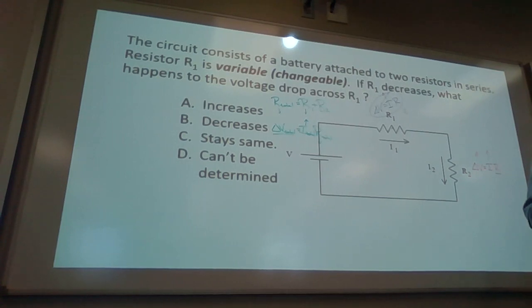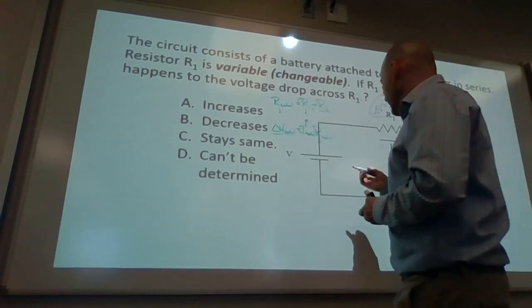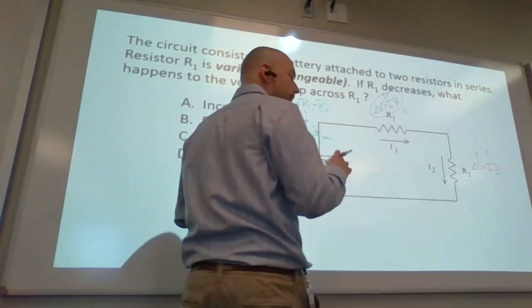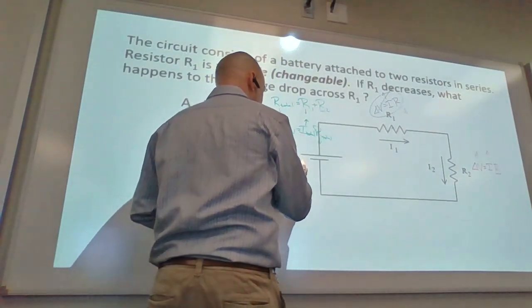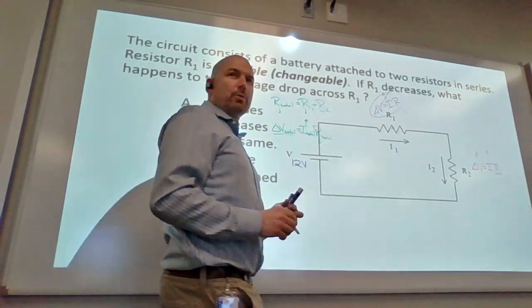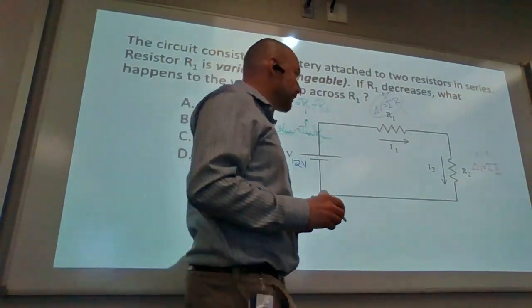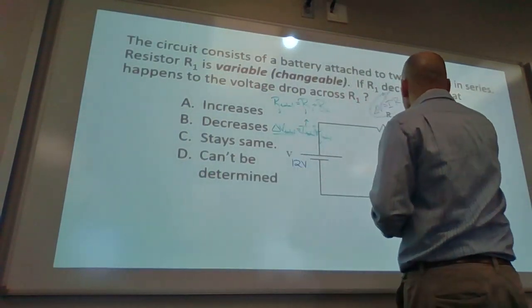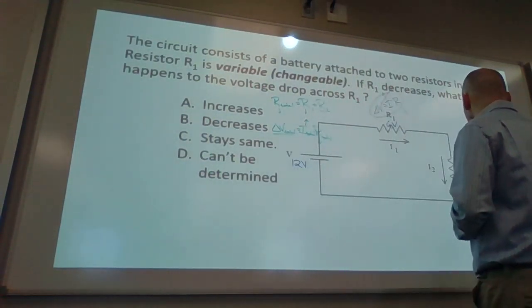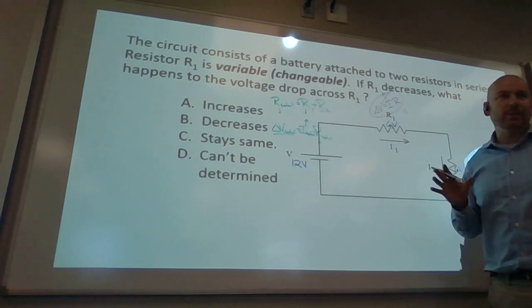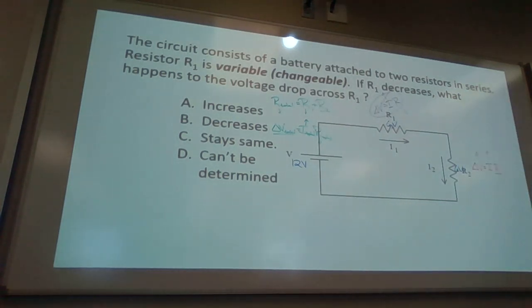So Kirchhoff's loop rule, here's where that comes into play. We know the total voltage gain is equal to total voltage drop. I'm going to make some numbers up. Let's say that's a 12 volt gain. And let's say this is a 6 volt drop and a 6 volt drop. Totally making these numbers up. That meant that the resistors were identical at the beginning.